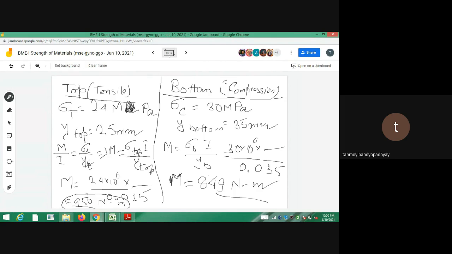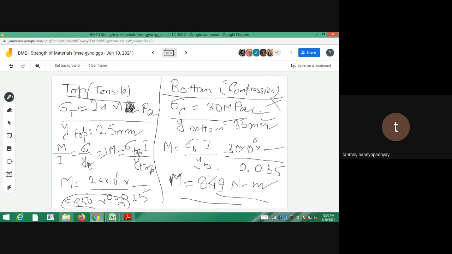Because you can understand, if I choose 950, it will fail actually. Up to 849, it can bear. If I choose 950, on the compressive side it will fail. But if I choose 849, the stress will be sigma c within the allowable limit, and since this value is lower, sigma t will always be within the allowable limit. It should be something like 18 and all. So whenever you are going for physical quantities like moment, force, and all, you always choose the lower value. From two cases you are getting two values, always choose the lower value.